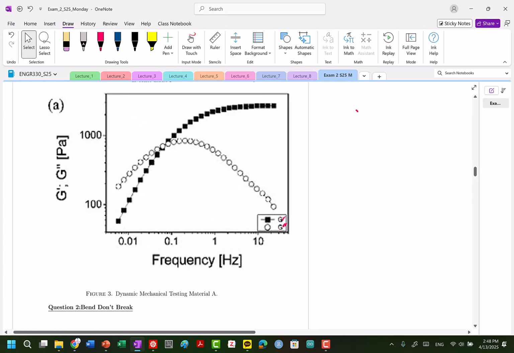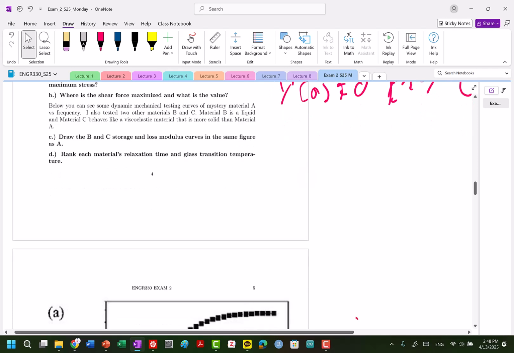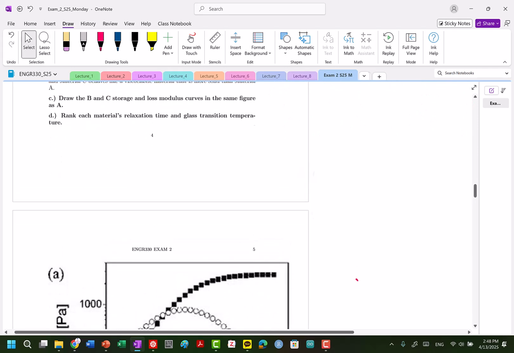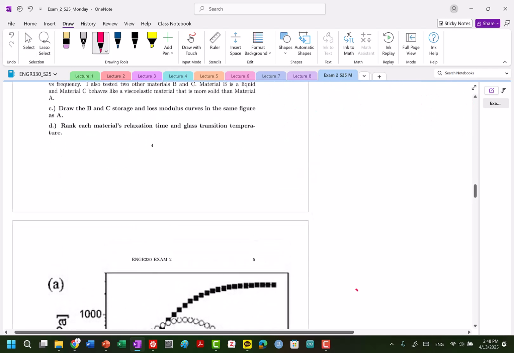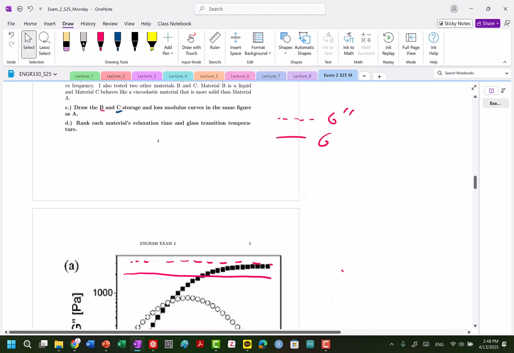There. So, draw the B and C storage and loss modulus. So what I'm going to do is, for me, I'm going to do B as in this, and then this is going to be my G double prime. This is going to be my G prime. For here, I'm going to do the same kind of notation there. So B is a liquid. So if I'm a liquid, I'm going to say my G double prime is always going to be higher than my G prime for everything.